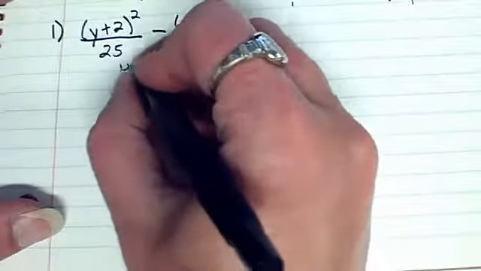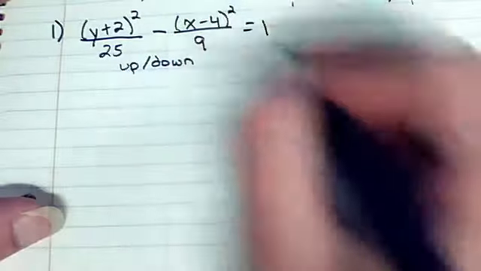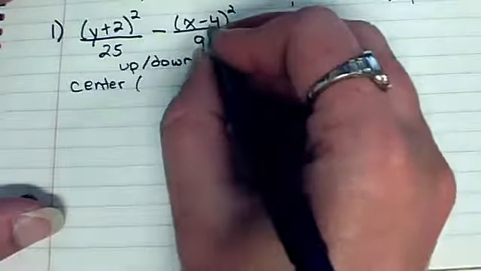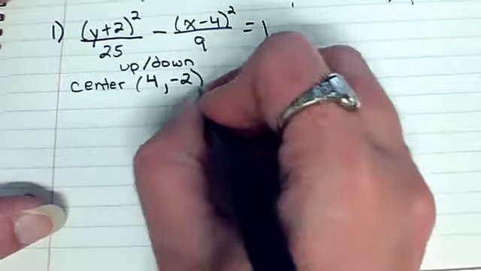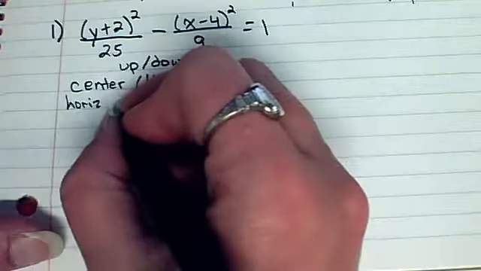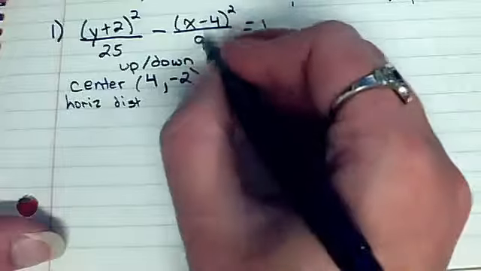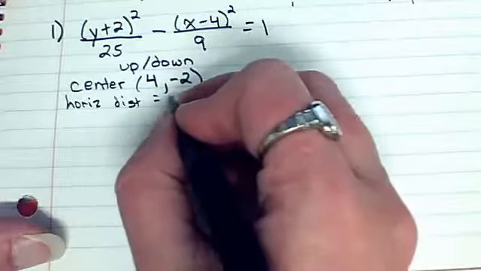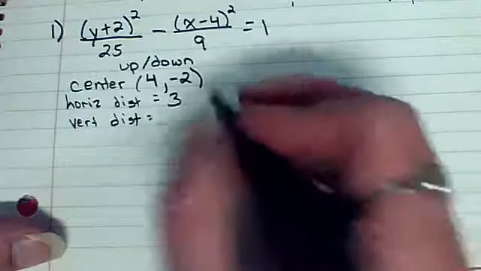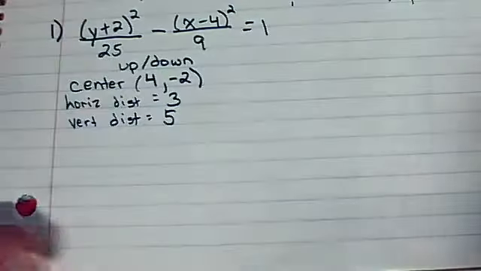All right. We have the y first, so this one's going to open up and down. The other thing we can see easily is the center. We look inside the parentheses, x minus 4, so the center is going to have a 4, y plus 2, so it'll be negative 2. The next thing that's easy to see is that horizontal radius, or horizontal distance. We look under the x. What's squared gives me 9, that's going to be 3. Vertical distance, what squared gives me 25, that's going to be 5. And now we can go ahead and get a graph started.